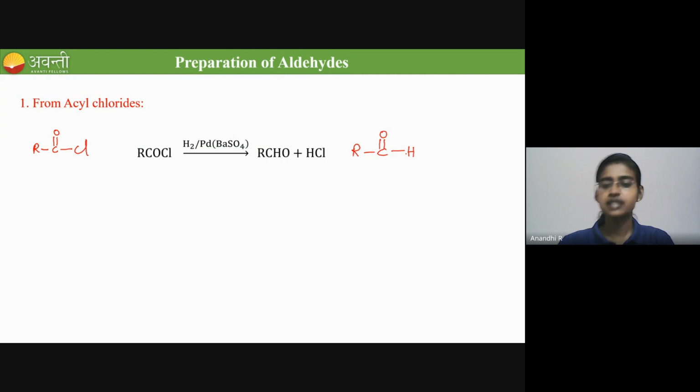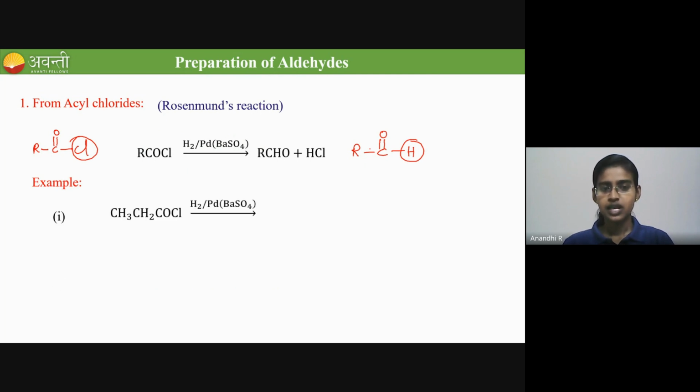What is the name of this reagent, palladium barium sulfate? It is called Rosenmund's reagent, and this reaction is termed Rosenmund's reaction. So what is happening here actually? This Cl is getting converted into hydrogen in this reaction. It's a very easy reaction, right? This is how we prepare an aldehyde from the acyl chloride. Okay, we'll see an example to understand this.